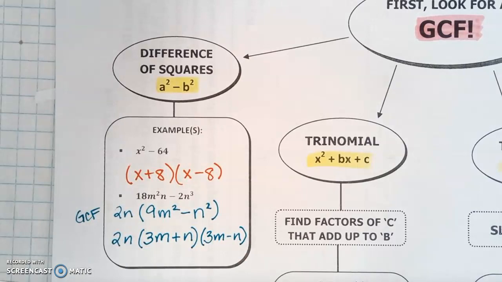When you write it as the final factors, make sure you write that GCF, okay? So it's 2n times 3m plus n and 3m minus n. Now, I know I said it doesn't matter the order, but generally you write the GCF first. Technically you could write it in the middle or at the end, but it's just not standard. Any questions on either of those two?